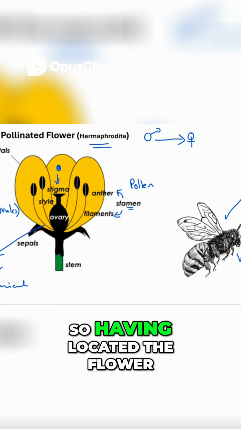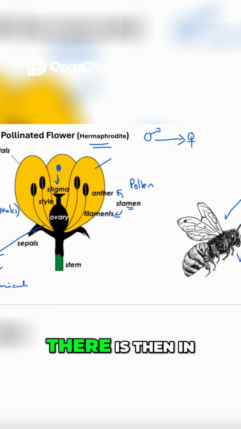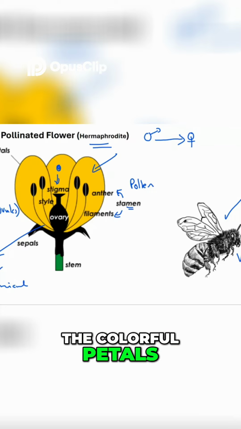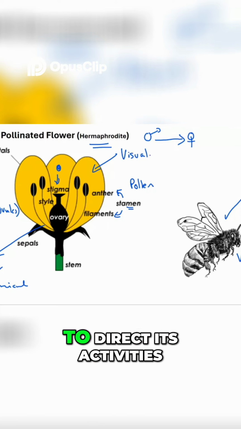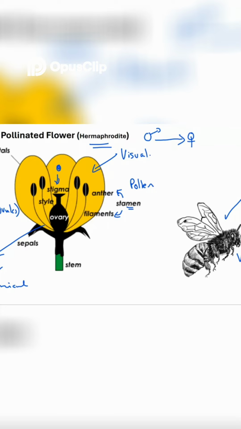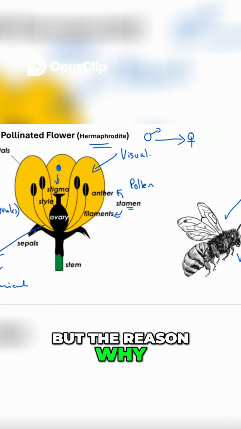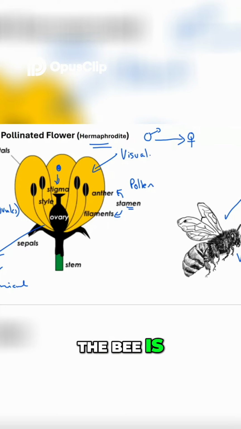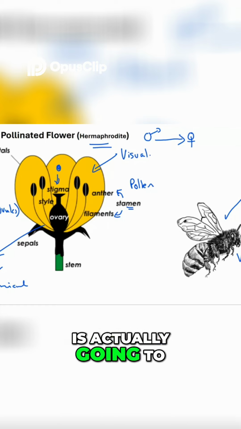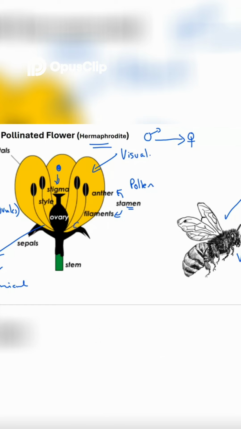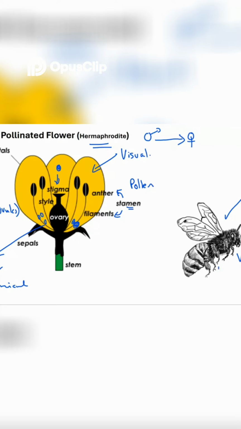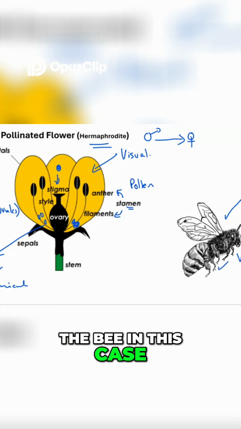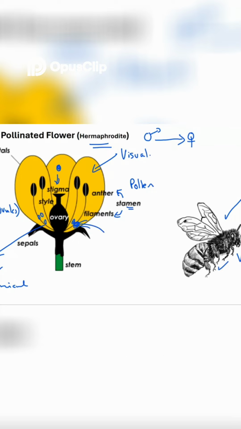So having located the flower, there is then a visual signal in the colorful petals, which allows the insect to direct its activities. But the reason why the insect is actually going to the flower is because the flower is going to provide the animal, the bee in this case, with a source of food.